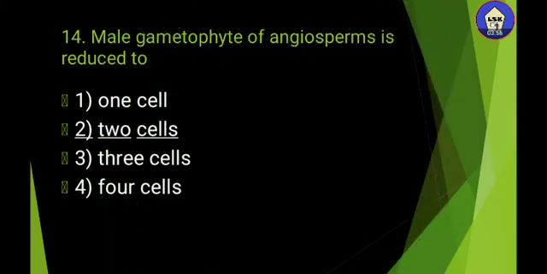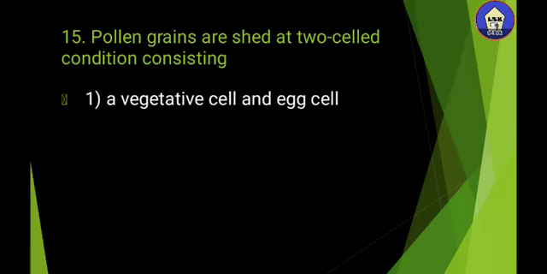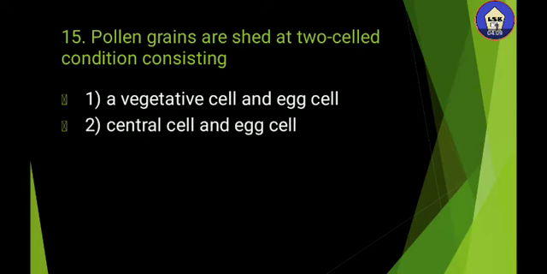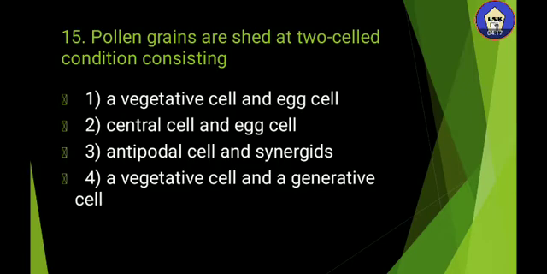Now let us move to question number 15. Pollen grains are shed at two-celled condition consisting of vegetative cell and egg cell. Wrong, because egg cell is not found in the pollen grains. 2. Central cell and egg cell. No, this is also wrong. Antipodal cell and synergids. Wrong, these are found in the embryo sac. And option 4, vegetative cell and generative cell. Yes, of course, this should be the right answer to question number 15.